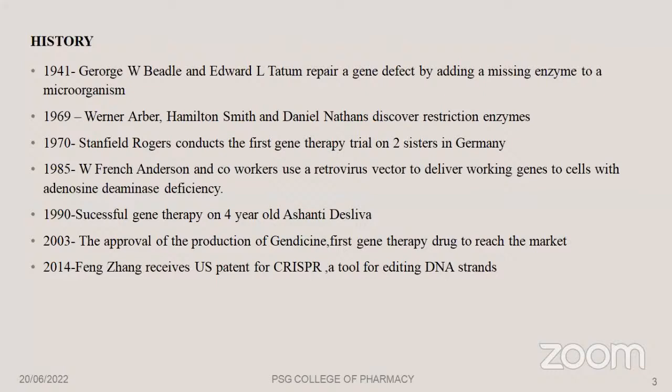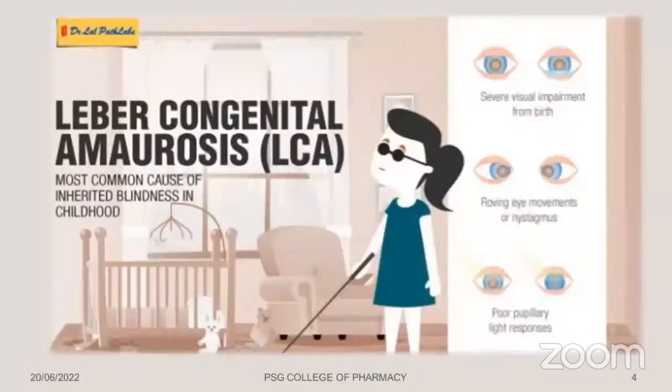In 1985, W. French Anderson and co-workers used a retrovirus vector to deliver working genes to cells with adenosine deaminase deficiency. In 1990, a successful gene therapy was conducted on 4-year-old Ashanti DeSilva. In 2003, the production of Gendicine, the first gene therapy drug to reach the market, was approved. In 2014, Feng Zhang received a US patent for CRISPR, a tool for editing DNA strands. Now, let's hear an interesting patient story under gene therapy for inherited blindness.